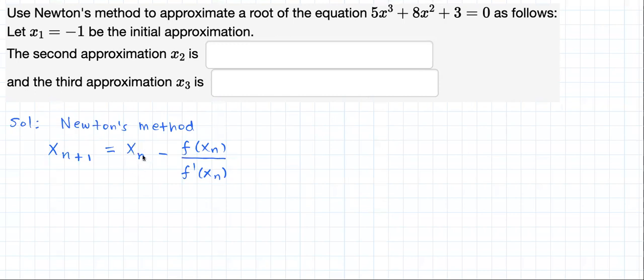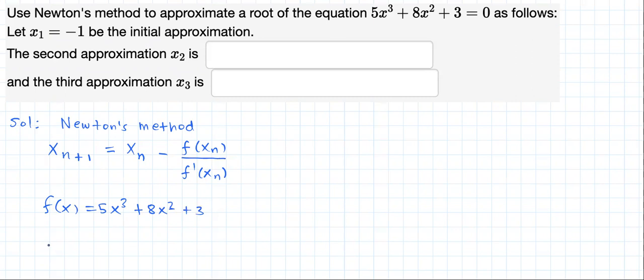You take your initial approximation and use this formula: xn minus the function evaluated at xn divided by the derivative of the function evaluated at xn, and then you get a new improved approximation. So our function here is going to be the left side of the equation, right? So 5x cubed plus 8x squared plus 3.